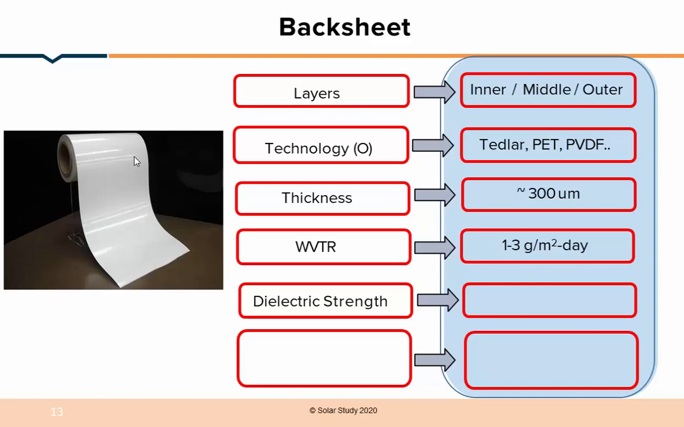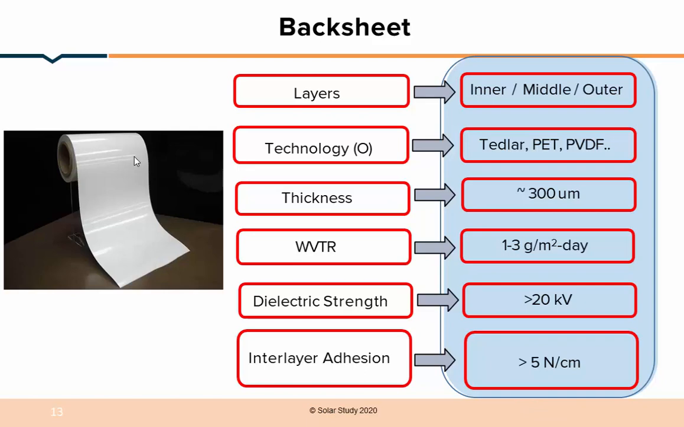Then how much dielectric strength? What is the dielectric strength of this backsheet? How much voltage can it sustain? It can sustain more than 20 kilovolt. That much strength it has. So interlayer adhesion, how adhesive is it? It is more than 5 Newton per centimeter.